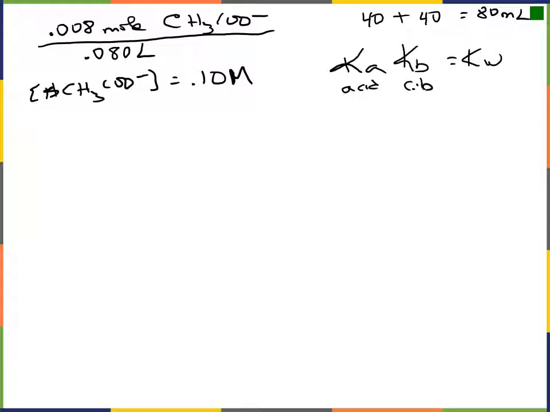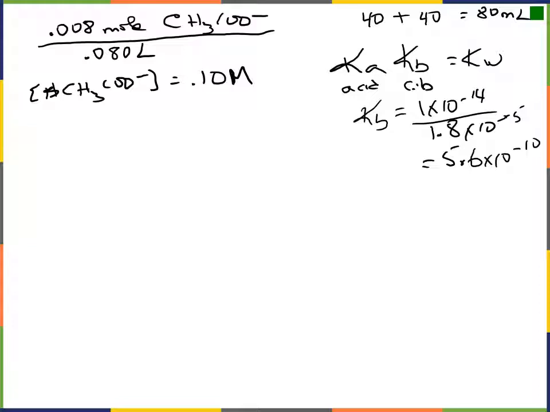And we know that Ka for the acid multiplied by Kb for the conjugate base is equal to Kw. So Kb for this base is going to equal 1 times 10 to the minus 14 divided by 1.8 times 10 to the minus 5. That's going to give us 5.6 times 10 to the minus 10.